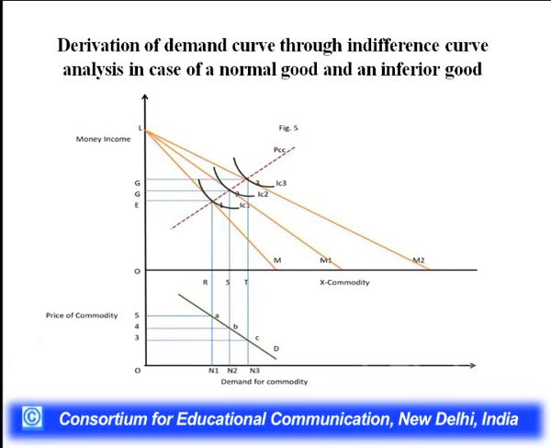And you see here that the demand curve is sloping downward, showing that as the price falls, demand for the commodity rises. So be it a normal commodity or an inferior commodity, as the price falls, demand rises. The difference is only that in case of a normal commodity, the rise in demand will be greater as compared to the rise in demand in case of an inferior commodity.